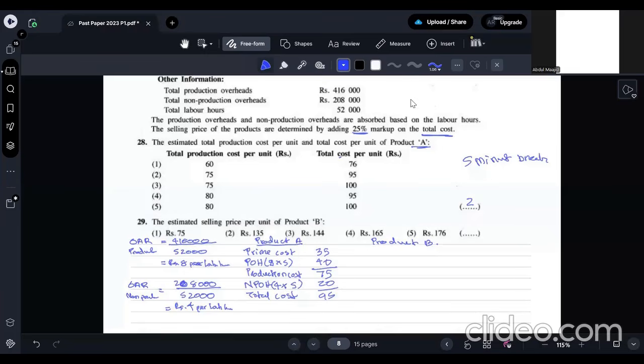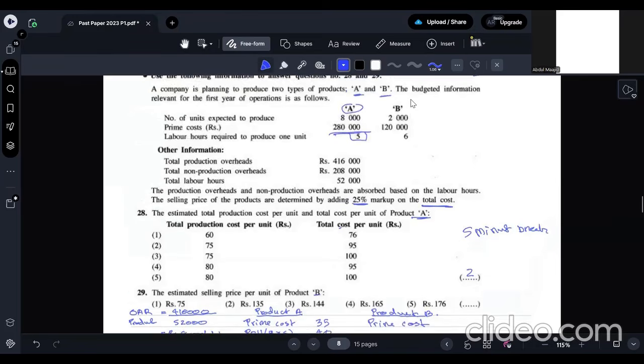29. So for product B, we have to find the selling price, right? How do you find that? For product B, the prime cost for product B will be total prime cost for product B 120,000. You are producing 2,000 units. Then the prime cost for 1 unit will be 60 rupees.